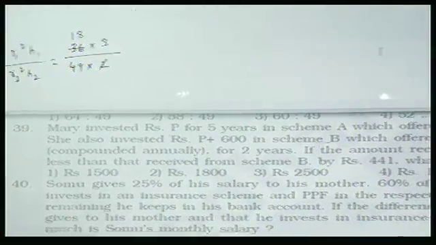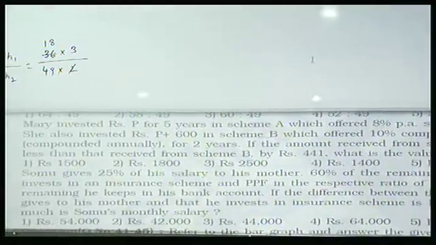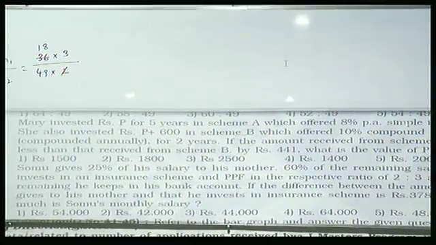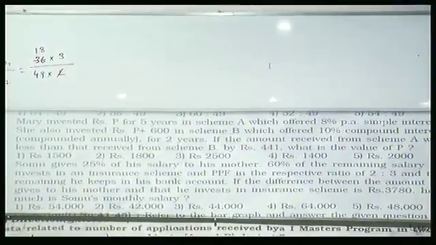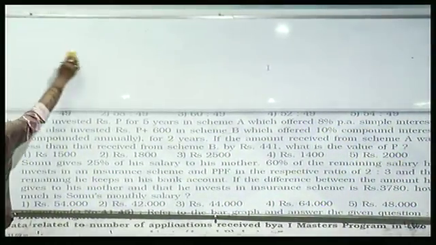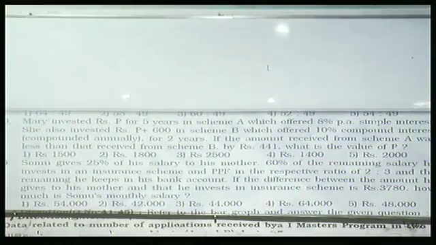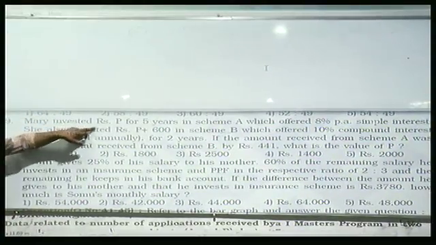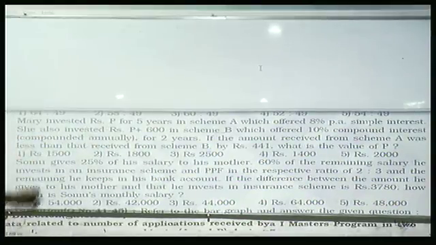(39) Mary invested P rupees for 5 years in scheme A, which offers 8% per annum simple interest. If it is 8% per annum simple interest, interest obtained in 5 years is going to be 40%. Let's say P value as 100%. Interest obtained in this case becomes 40%.